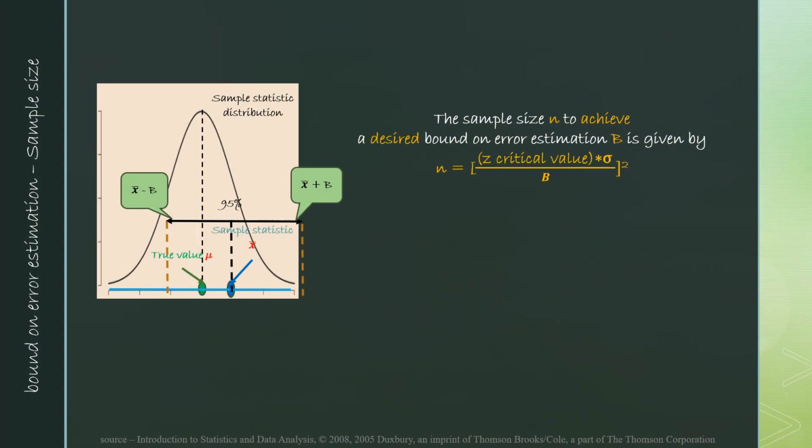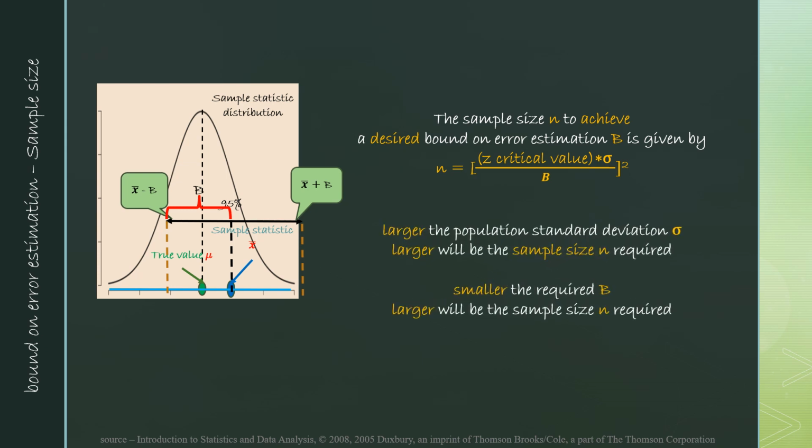The sample size n to achieve a desired bound on error estimation b is given by n equals z critical value multiplied by sigma divided by b, the whole square. Larger the population standard deviation sigma, larger will be the sample size n required. Smaller the required b, larger will be the sample size n required.